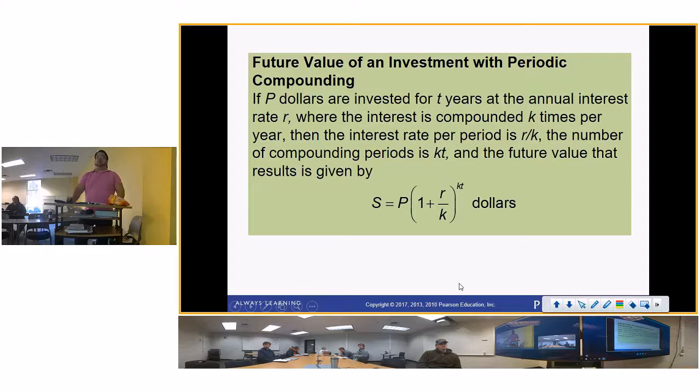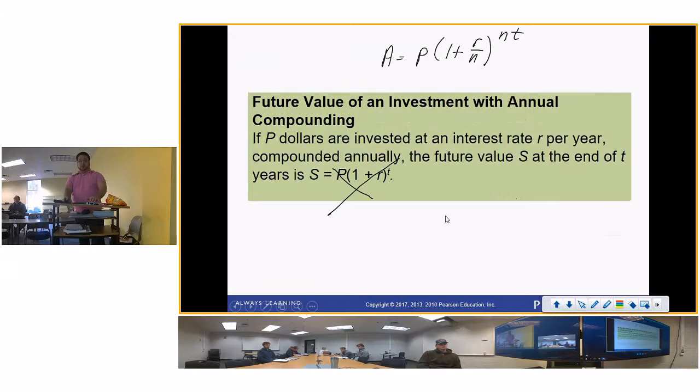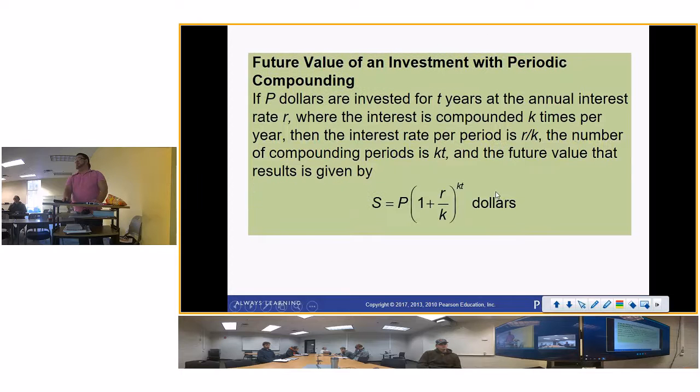Now, why in the Hades do they write this as K? Don't write it as K, because in all your business classes, in 130, all the other classes, it's R over N raised to the NT power. So I don't know why this book wants to change it to K. So there's your formula right there. And just put an N here, and that's the previous formula also. That one and that one are the same, except this one's the one you use.